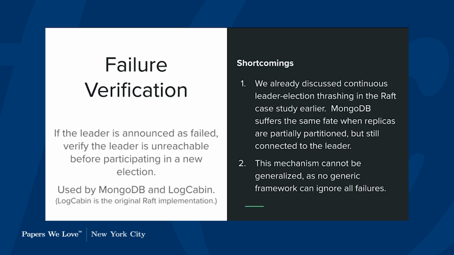Our next one is failure verification, and we've actually seen this already. If the leader is announced as failed by one of the other replicas, verify yourself that the leader is unreachable before participating in a new election. This is used by both MongoDB and LogCabin, being the original Raft implementation. We actually saw what happens when there's a partial network partition and a leader and a follower cannot talk to each other anymore, and it just ends up in an endless cycle of re-elections. And that happens to MongoDB as well, and that's just not great.